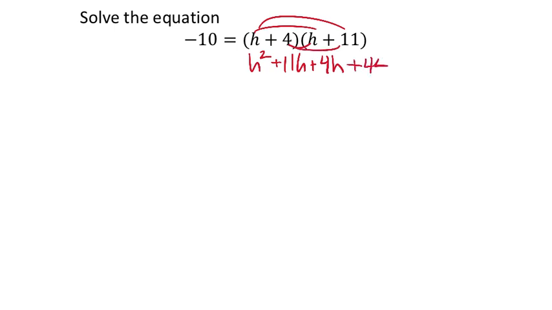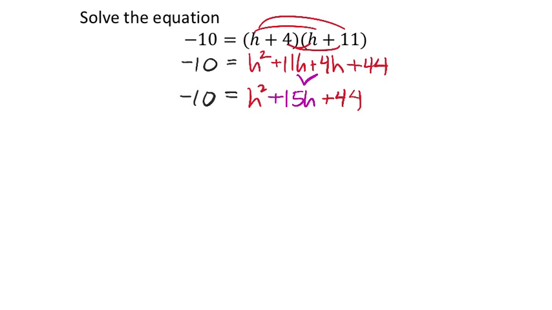Now this does equal -10. Sorry about my handwriting, by the way. You could look to combine like terms at this point if you want. The 11 h's plus 4 h's is positive 15 h's. So writing the rest of this, we've got h squared plus 15h plus 44. So distribution, then combining like terms, which is what we did.